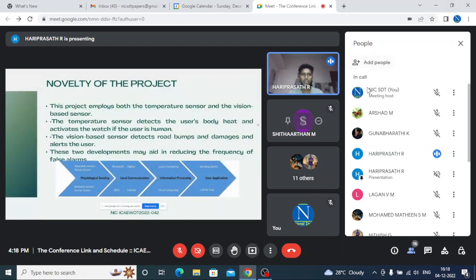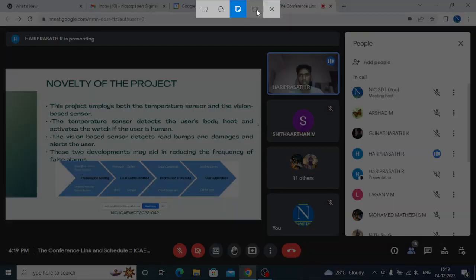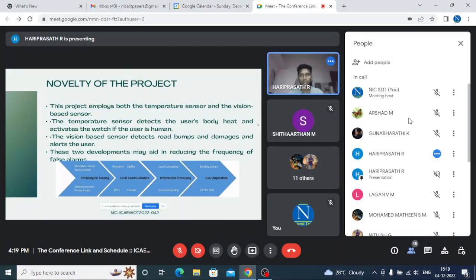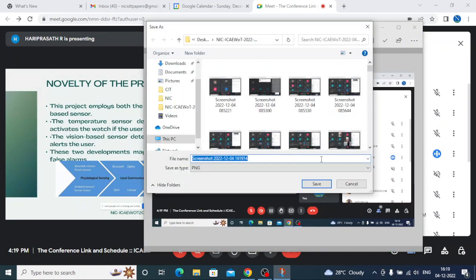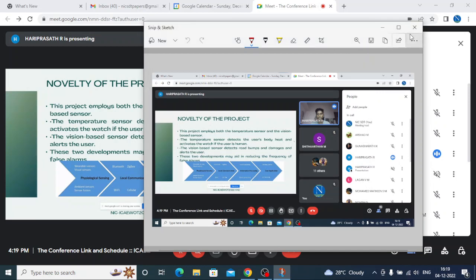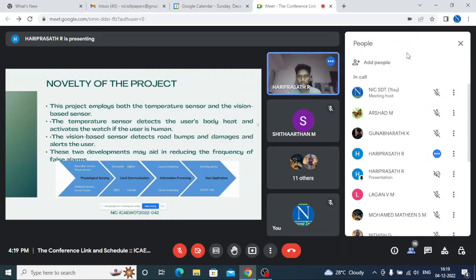The novelty of our project. This project employs both a temperature sensor and a vision-based sensor. The temperature sensor detects the user's body heat and activates the watch if the user is human. The vision-based sensor detects the road bumps and damages and alerts the user. These two developments may aid in reducing the frequency of false alarms. And this diagram is about the project.